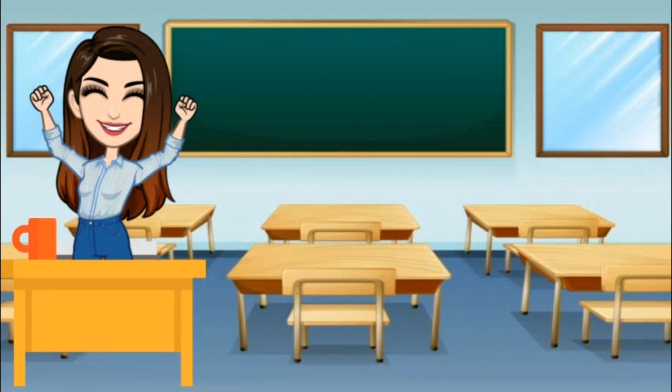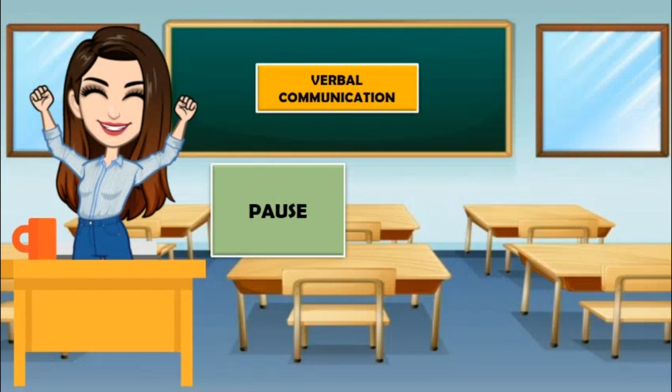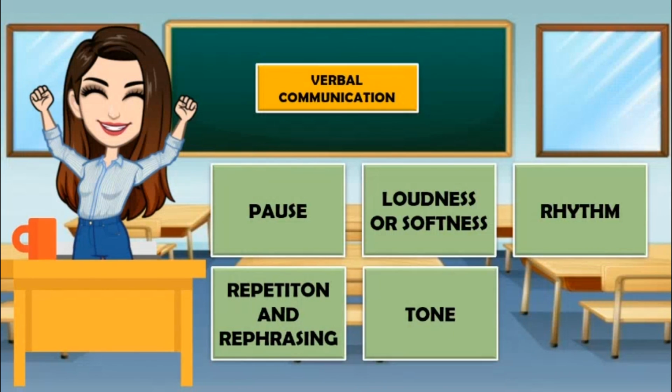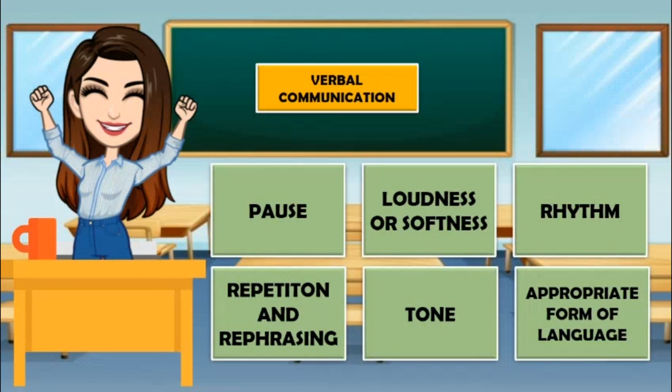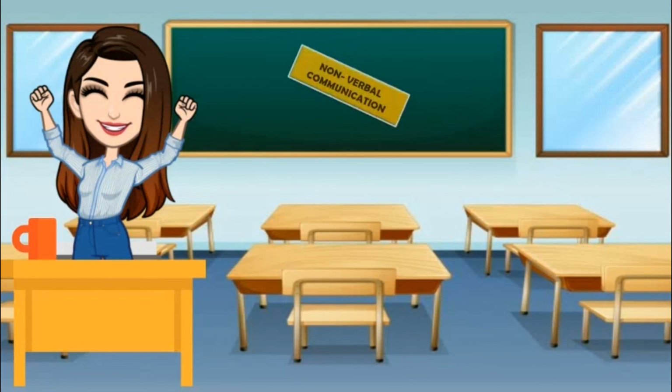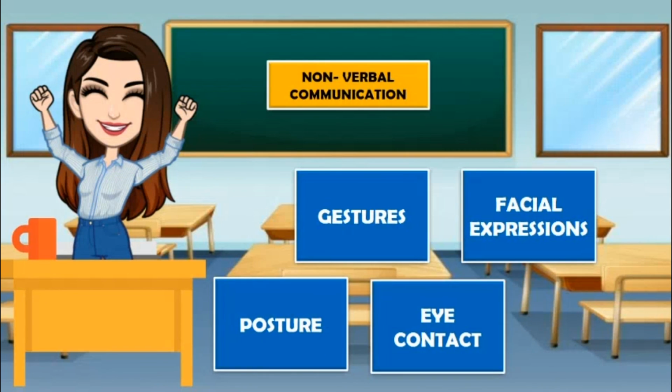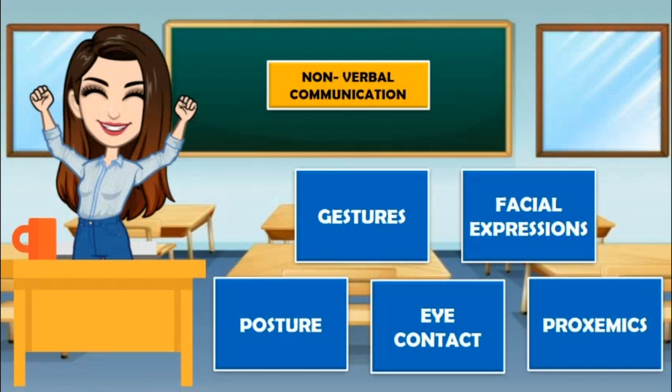Communication using words is also called verbal communication, while communication without words is called nonverbal communication. Remember that the elements in verbal communication are pause, loudness or softness, rhythm, repetition and rephrasing, tone, and appropriate form of language. Nonverbal communication includes gestures, facial expressions, posture, eye contact, and proxemics. The meanings given to these actions are culturally determined. That is, they may vary from culture to culture.